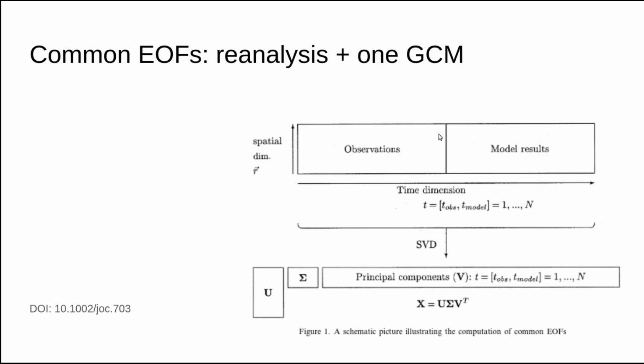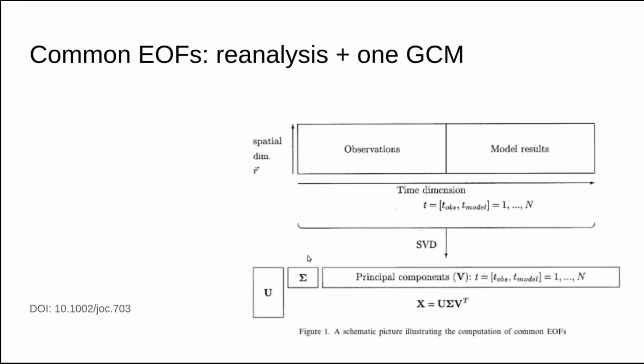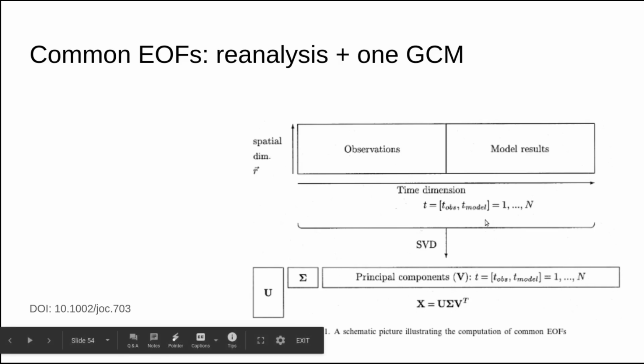And then we subject this combined matrix to something we call singular value decomposition, or SVD. That's a way of estimating the EOFs. There are different ways, but SVD is a choice here. And that will give us three products. One matrix U, which contains the spatial patterns, and then one matrix sigma, which contains the eigenvalues, and then we have the principal components here, which is V.